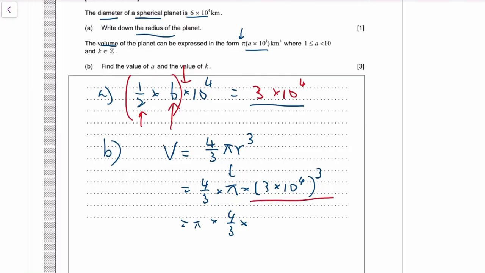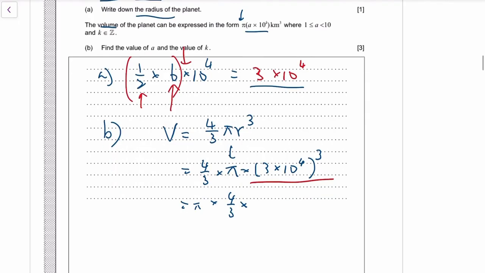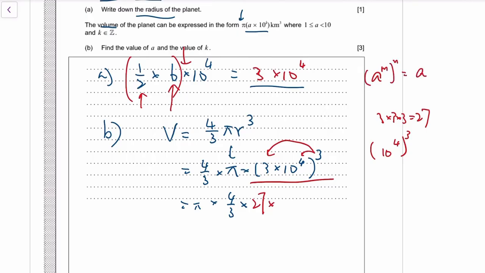So I guess this is kind of under the topic of exponents, or laws of indices. Alright, so for power, you actually distribute. So you power both by power 3. 3 to the power 3. So 3 times 3 times 3 is 27. And we have 10 to the power 4 to the power 3. So this is one of the laws of indices. a to the power of m to the power of n is a to the power of m times n. So you multiply the powers. So this is 12.